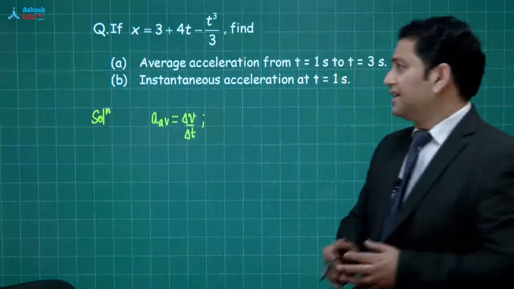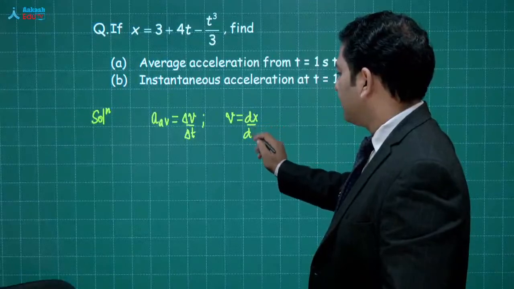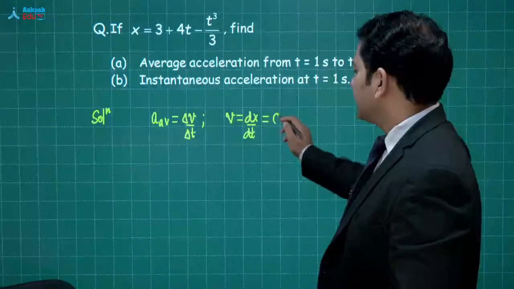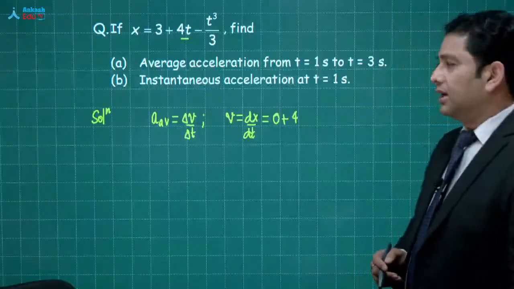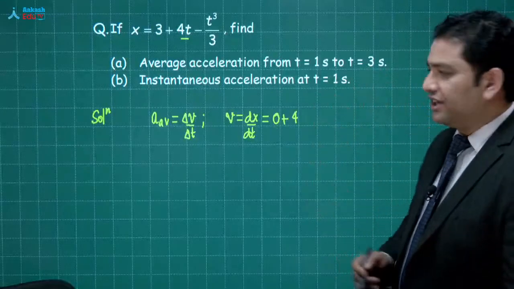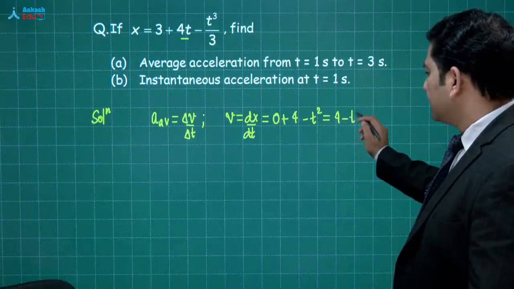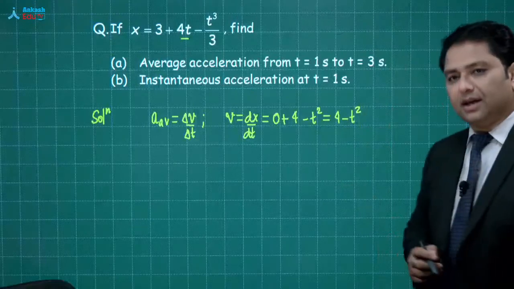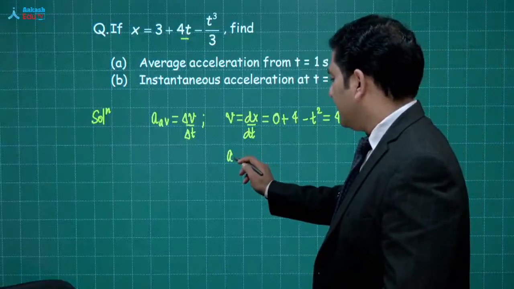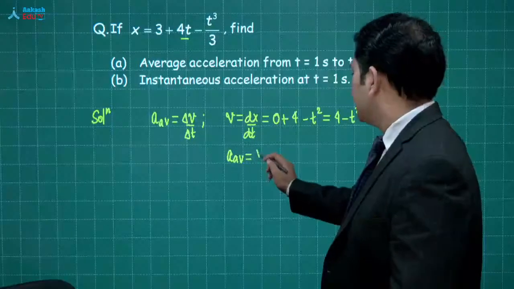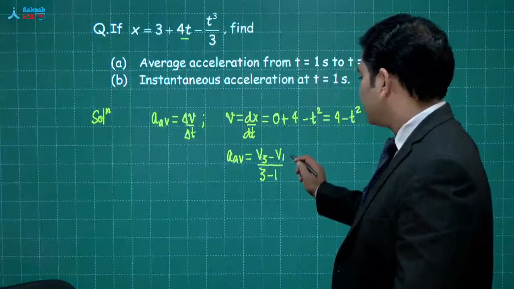So we'll calculate that. Velocity is dx by dt, and that comes out to be: the derivative of 3 is 0, the derivative of 4t is 4, the derivative of t cube is 3t square, the 3 cancels, minus t square. So the velocity is 4 minus t square. First we got the expression of velocity. Now we will find the average acceleration, that is v3 minus v1 divided by 3 minus 1.